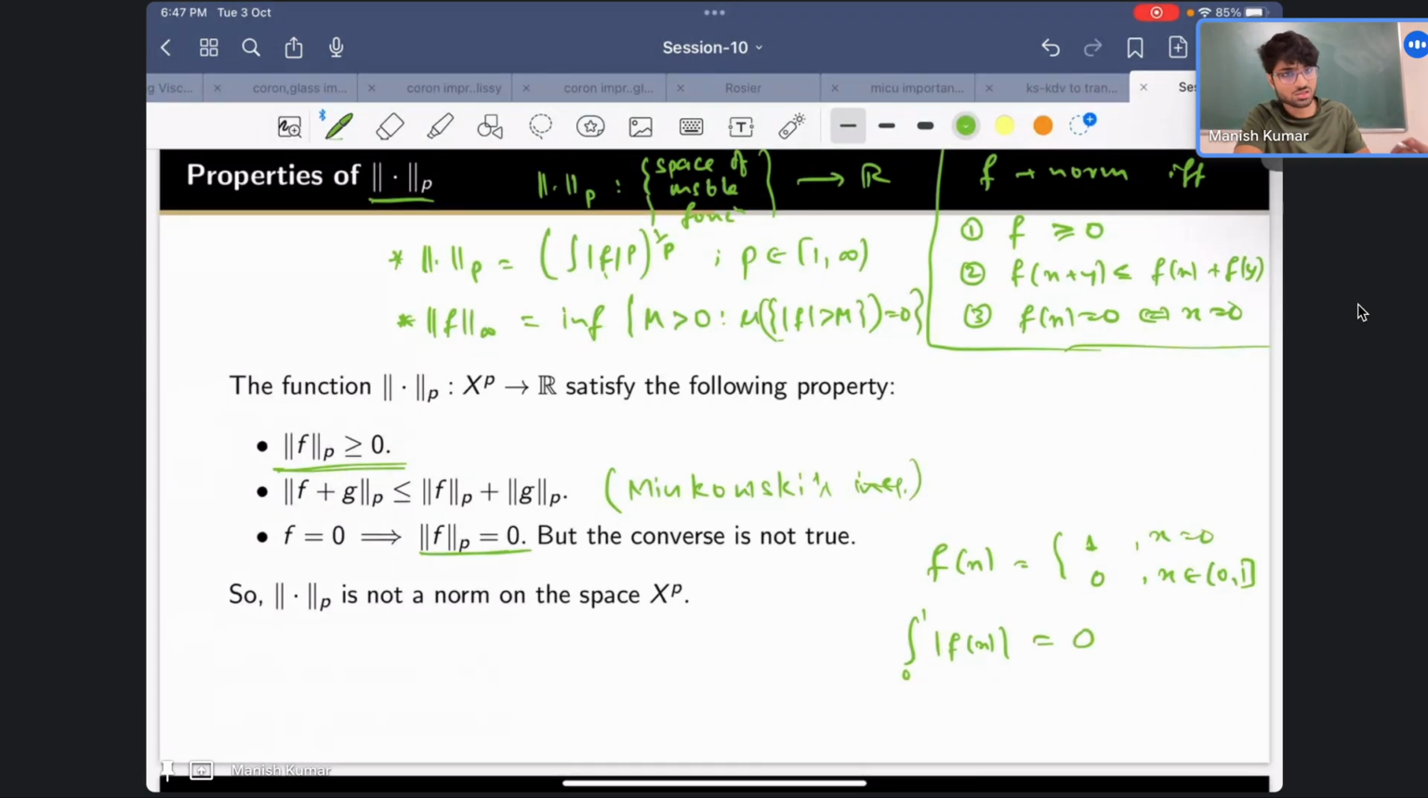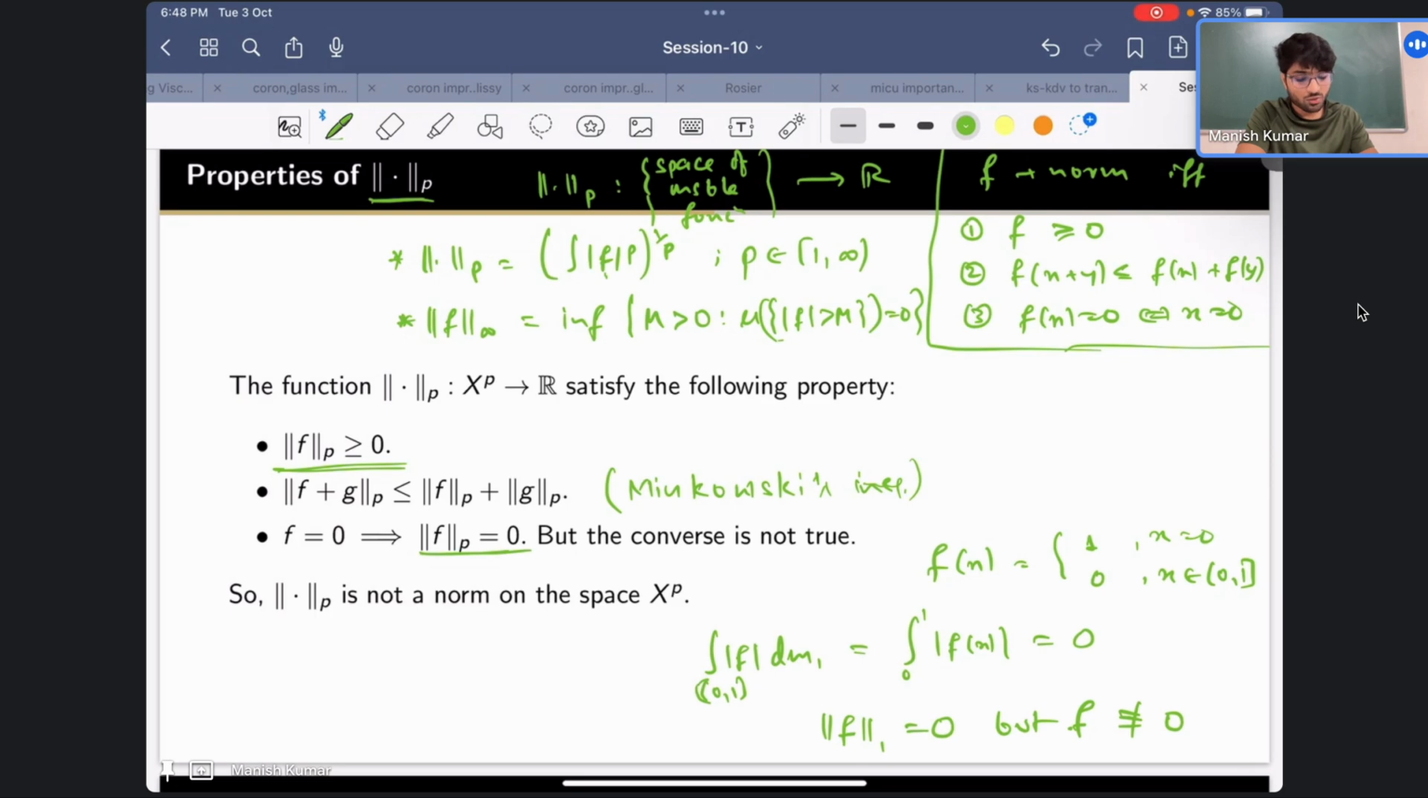Because it is just at one point, so one point does not matter. So this is nothing but the integral of |f| dμ over [0,1]. So this is 0, but this function is not 0, right? So this norm is saying that the integration of f is 0, but f is not identically 0.